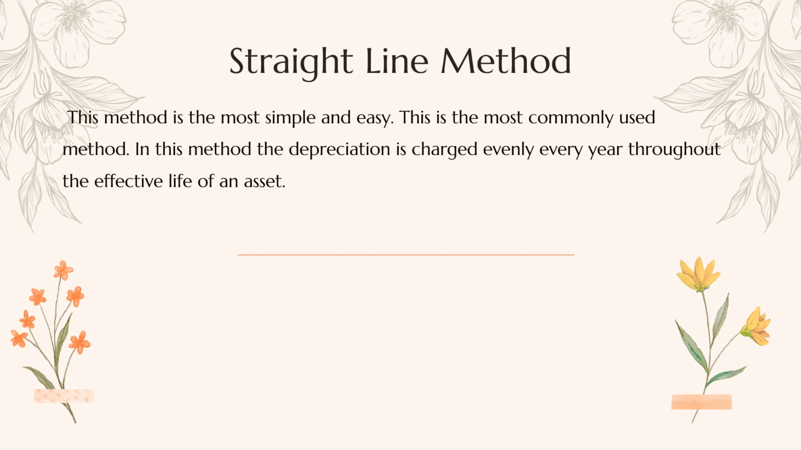This method is the most simple and easy method which is commonly used, and the method of depreciation is by charging an equal amount or an even amount every year throughout the effective life of an asset. The formula for calculating that equal amount which is to be depreciated is cost of the fixed asset minus estimated scrap value divided by number of years of the expected life. That is cost of the total asset, what is the actual value minus what is the scrap, how much there is wear and tear, that value divided by the expected life of the asset. With this calculation, we can know the amount of depreciation to be followed.